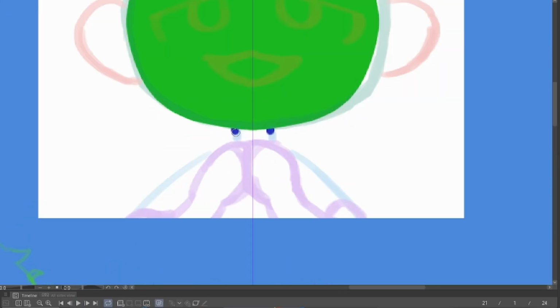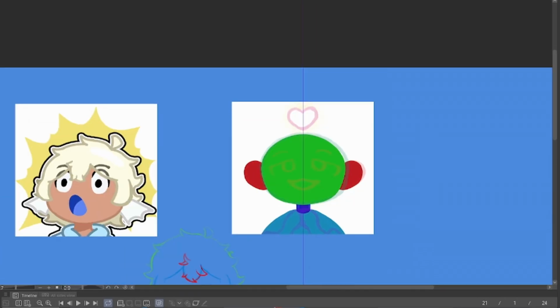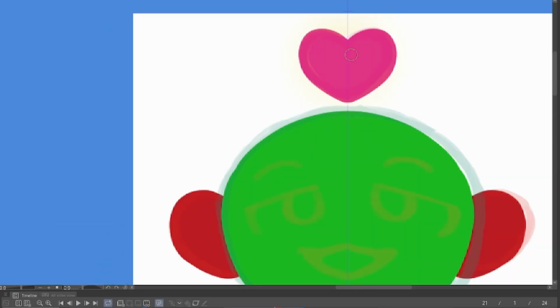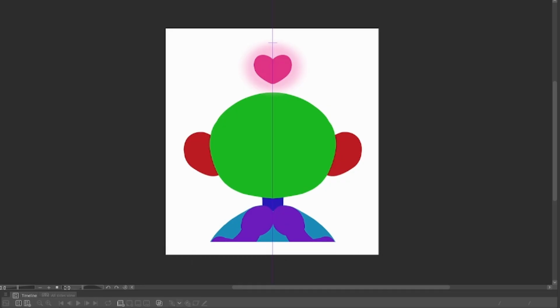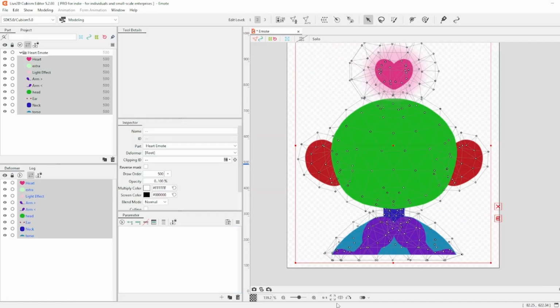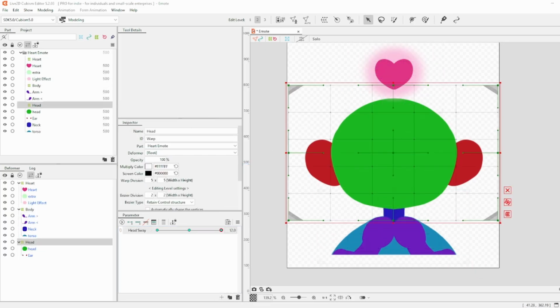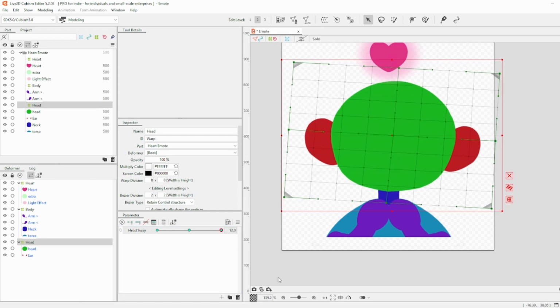Anyway, for the final emote, I decided to do the heart, which was actually the most, I don't want to say challenging, because it wasn't that bad. The heart was done in Live2D. Now, I've never done Live2D emotes before, and honestly, I would probably do it again. Live2D emotes are probably the easiest way to do an emote that's not fully animated.